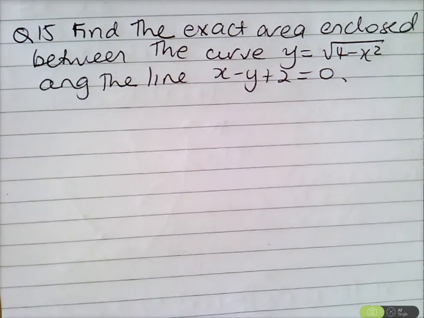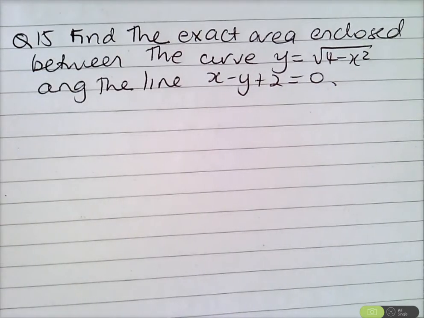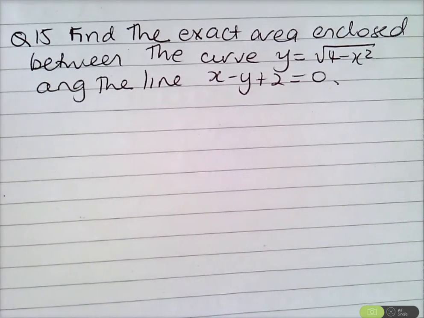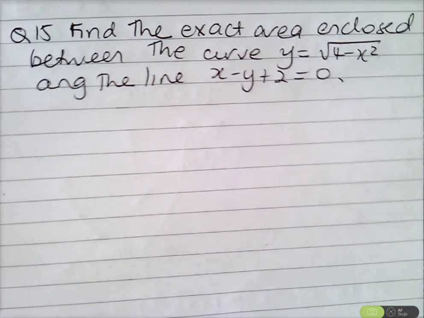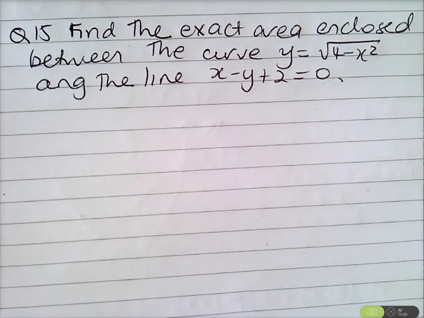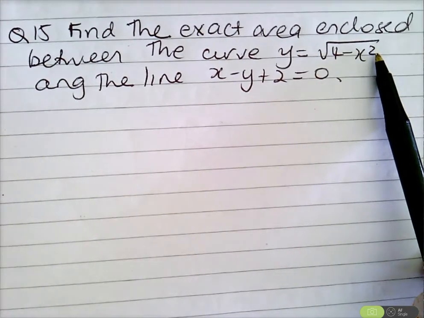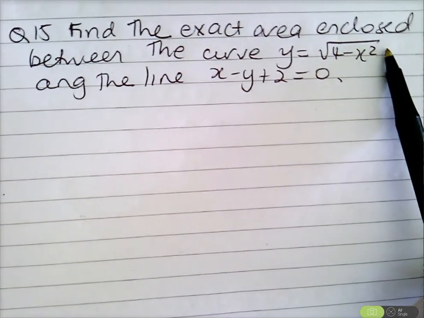15 in exercise 3.8, find the exact area enclosed between the first curve y equals the square root of 4 minus x squared, and the line x minus y plus 2 equals 0. Tell me what you think about the question. It's the area of the semicircle. Yeah, the top one's a semicircle, and if you weren't sure, you would square both sides, and you would see that you've got y squared is 4 minus x squared.